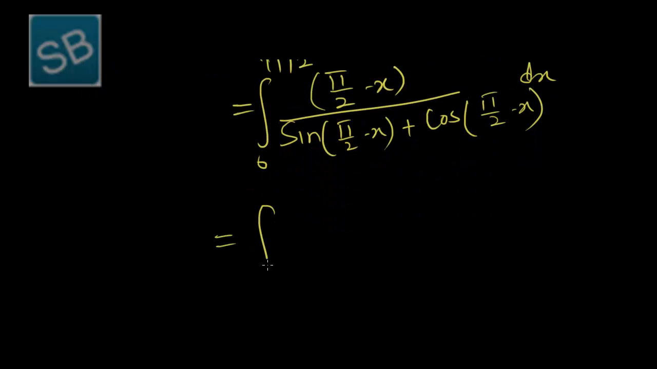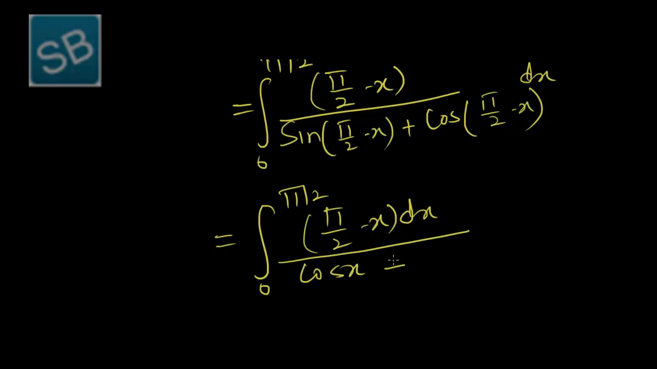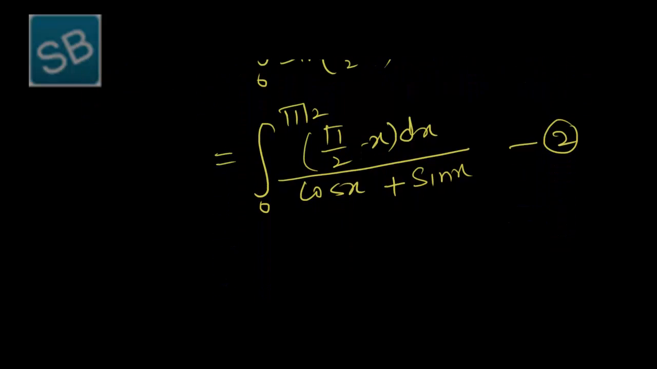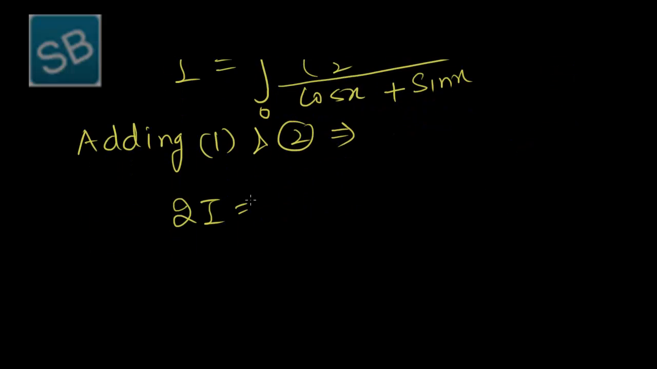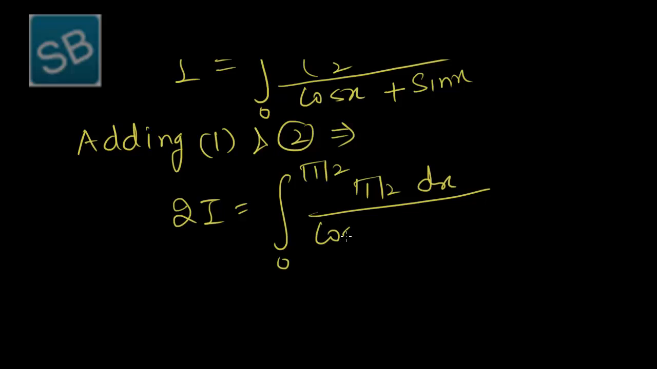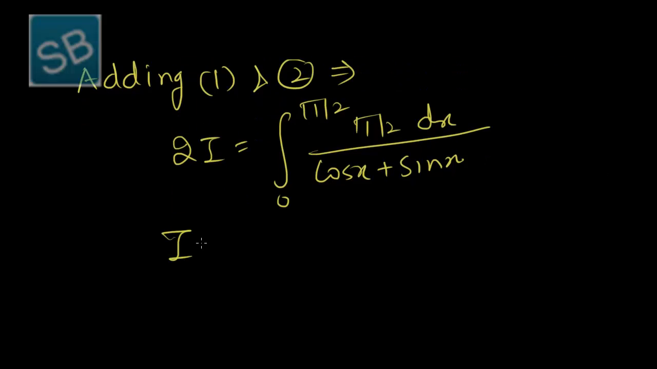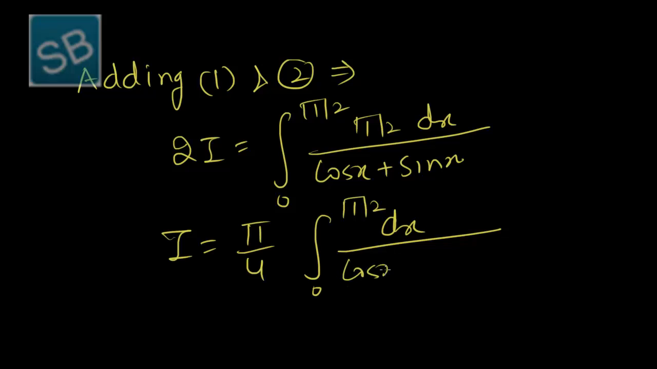So we get here integral 0 to pi by 2, sin of pi by 2 minus x dx. Sin of pi by 2 minus x is cos x and cos of pi by 2 minus x is sin x. Give its name as number 2, and in the starting it is number 1. So on adding 1 and 2, we get 2I is equal to integral 0 to pi by 2, dx over cos x plus sin x. That is, we get I is equal to pi over 4, integral 0 to pi by 2, dx over cos x plus sin x.